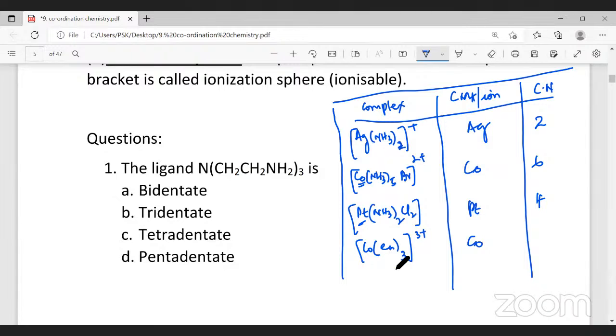Just look at the structure, what I've written. How many ethylenediamine do we have? 3. Each behaves like how many monodentate ligands? 2. So 3 times 2, 6. 6 is the coordination number.